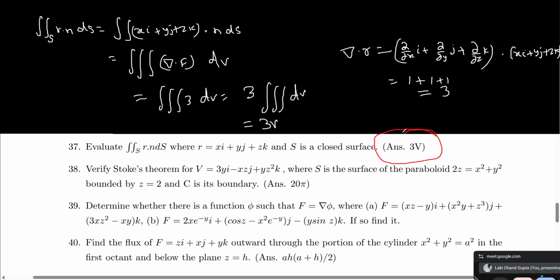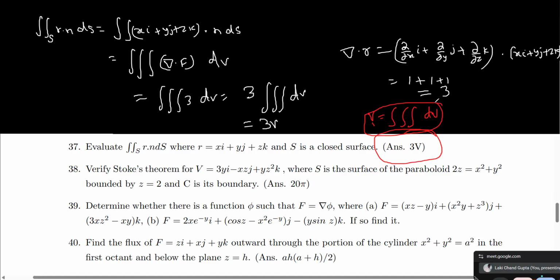Why? Because the surface is not given. They say only closed surface. Which surface is not defined? Which surface will you take? It is not defined. That's why they leave the answer in terms of V. V is nothing but volume. Understood? Yes. So 37, 38 done.